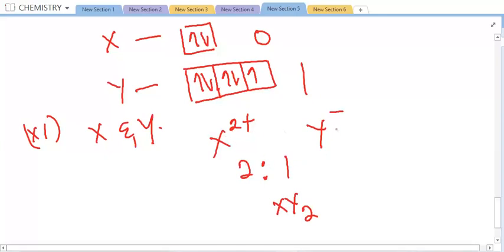This one is ready to lose 2. This one is ready to gain 1. So the ratio is 2:1. If you want to write the compound, it will be XY2, meaning for every 2 electrons lost by an atom of X, 2 atoms of Y gaining 1 each will come to form a bond with it. So the compound is XY2, and this is an electrovalent compound, because there is losing of electrons and gaining of electrons.